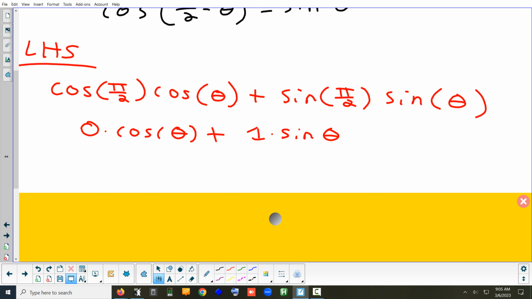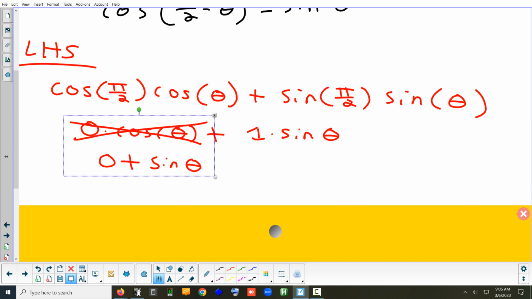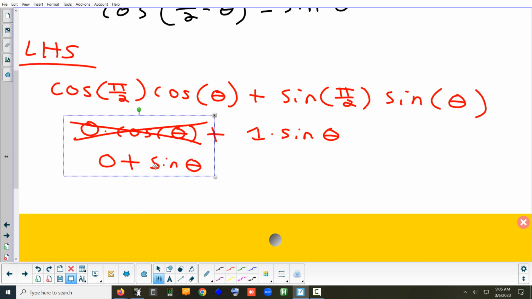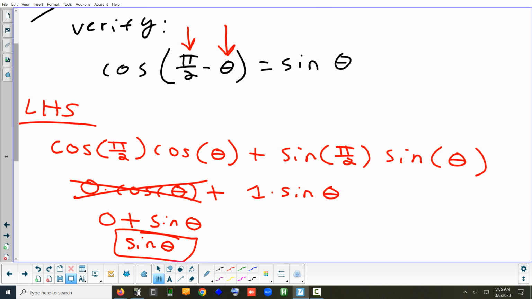Now, what's going to happen in this step? When you multiply 0 times cosine theta, you're just going to get 0. So it's going to be 0 plus sine theta times 1. So you're just going to have sine theta. So 0 times anything, 0 wipes that out. And 1 times sine is just sine. So 0 plus sine, which we don't even need the 0 really. 0 plus sine is just sine. And that's exactly what they wanted me to prove. They wanted me to show that if you apply the formula I just taught you to the left, it turns into the right. And it does.